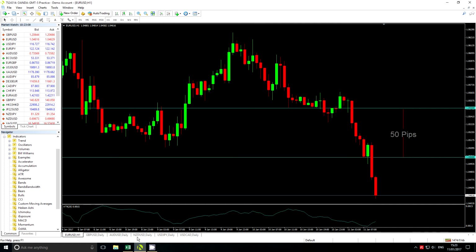Now what does this look like on the screen? Got the euro US dollar on the screen now, and we can see that a move of 50 pips is well within today's trading range. Got the hourly time frame on the screen. So the size of our trades is set out in pips. 50 pip trade, 100 pip trade, 200 pip trade.